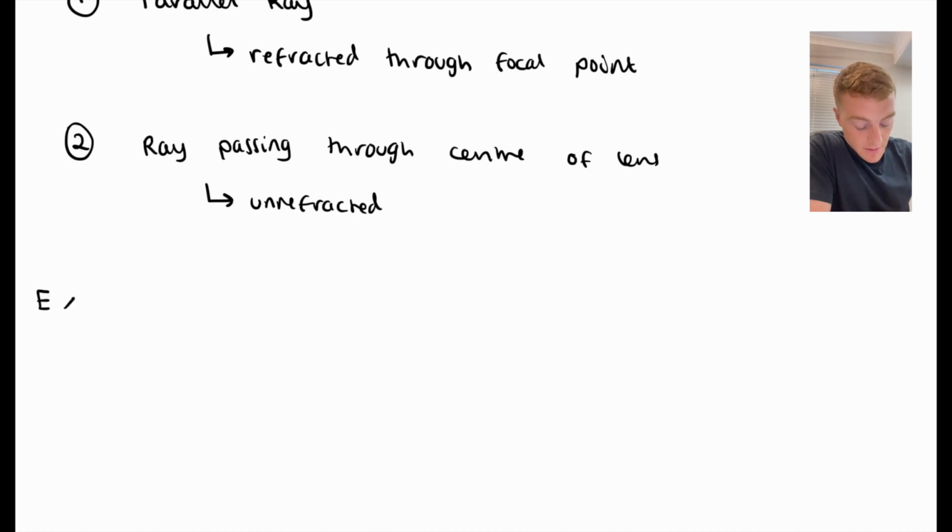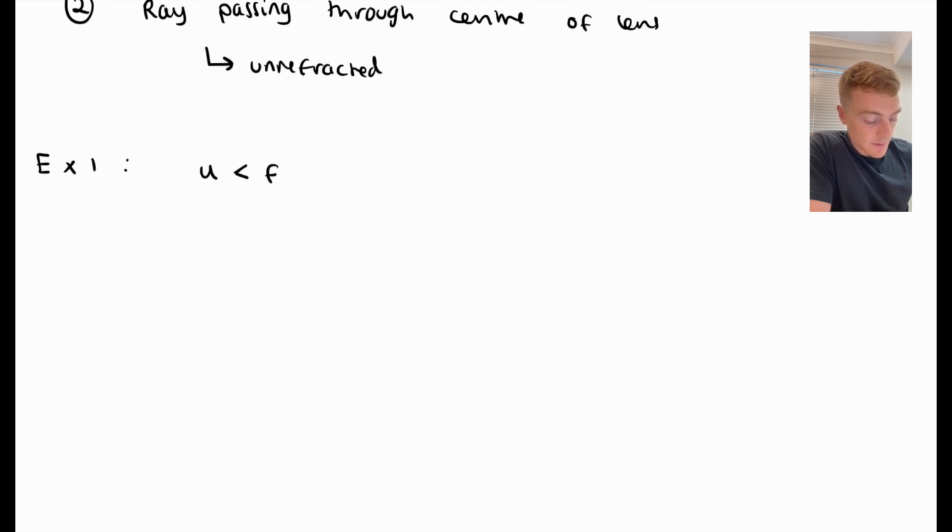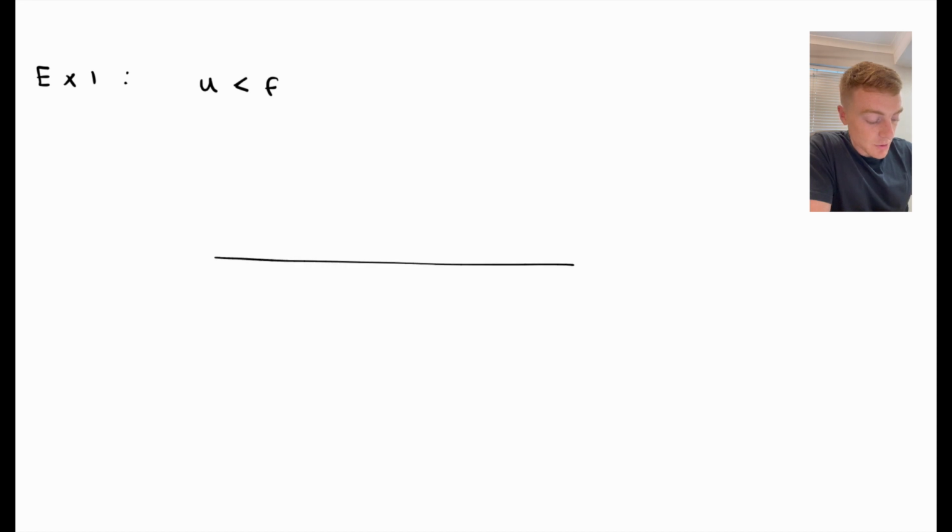So let's go through example 1. Now, this is going to be when the object distance, so remember u, is less than f. Okay, so let's draw our principal axis. I'm going to draw our convex lens, and instead of drawing the curved surface, I'm just going to represent it with arrows from now on, which is what we will see in the future. So let's draw our focal point F, and now we want to place our object inside one focal length, so that's going to be u.